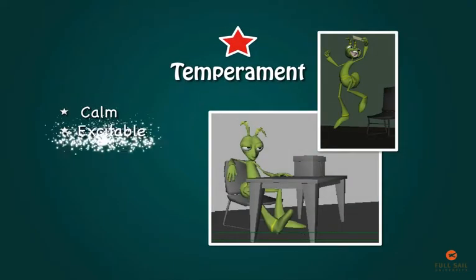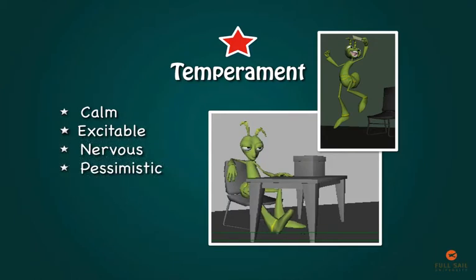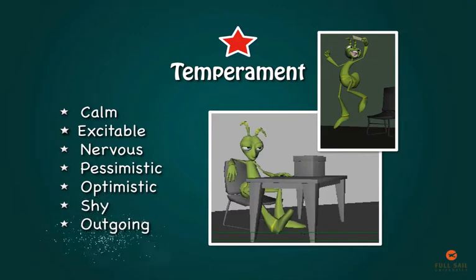Temperament is your character's general mood and feeling. Is your character's everyday temperament calm or excitable? Or perhaps nervous? Is he the optimist, hope-filled, and always seeing the good first? Maybe he's the opposite and always negative. Is he stubborn and closed-minded? Is he shy or outgoing? How does his temperament make him appear to others, and how does it affect him?